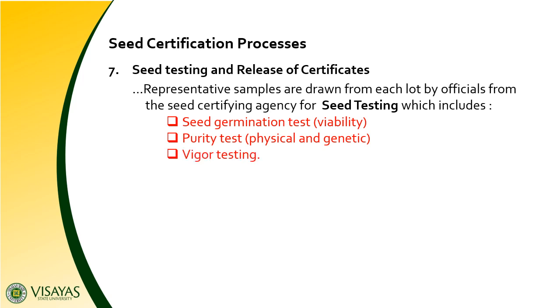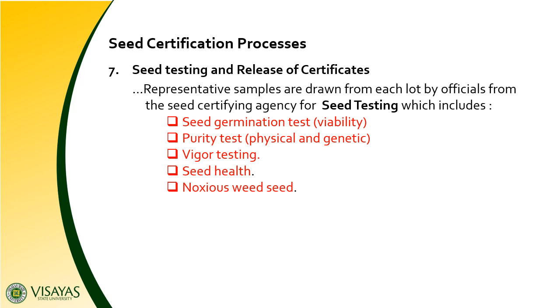Then next, you have here the vigor test. So seed vigor test determines the capacity of the seed to emerge rapidly and uniformly and develop into normal seedlings under a range of conditions. Then you have here seed health. So seed sample is examined for the presence of pathogen by visual inspection, seed incubation, or biochemical testing.